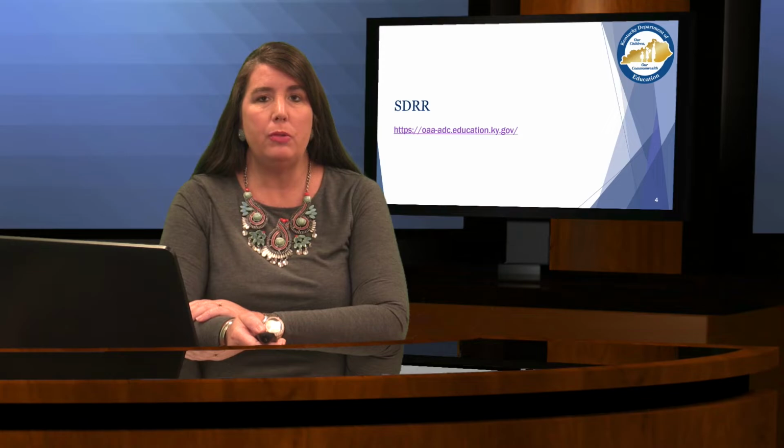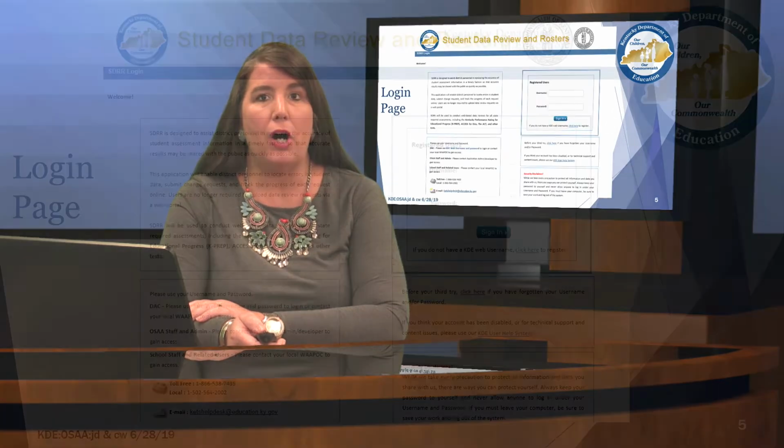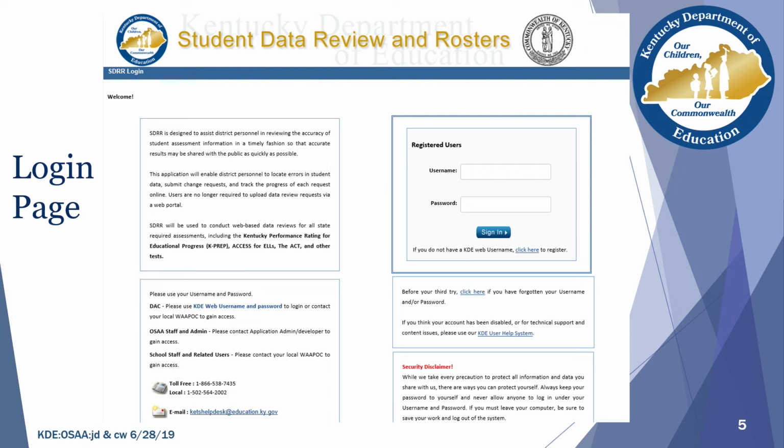First thing you do when you get into SDRR is go to the URL. Once you get to the URL that's on the screen, it's going to take you to what we call the home page. You have a login page where you put your username and password in, and then it's going to take you to the next screen, which is the welcome or home page.